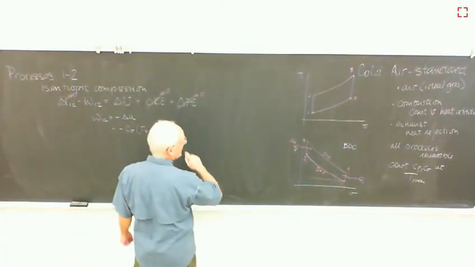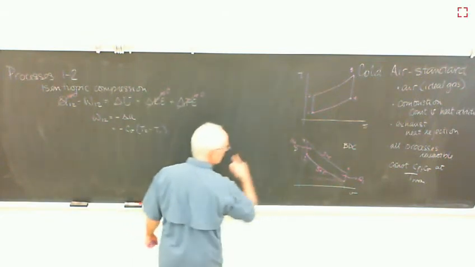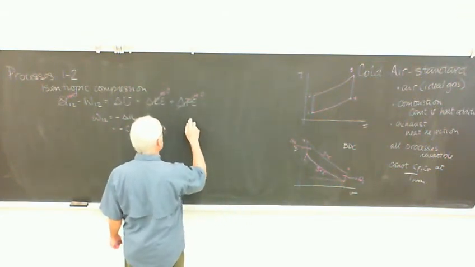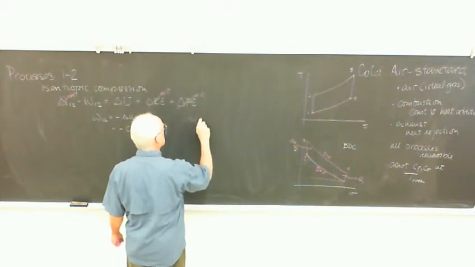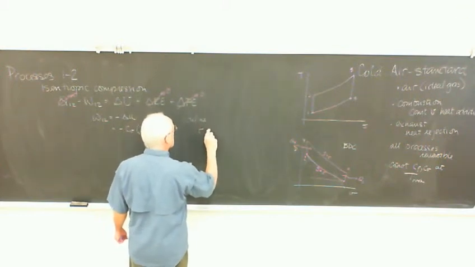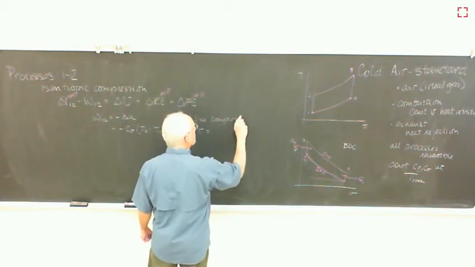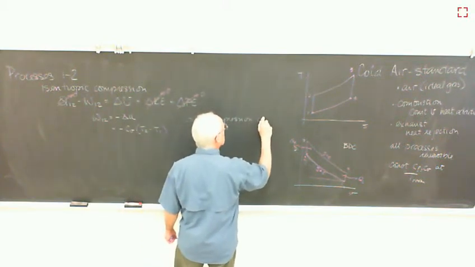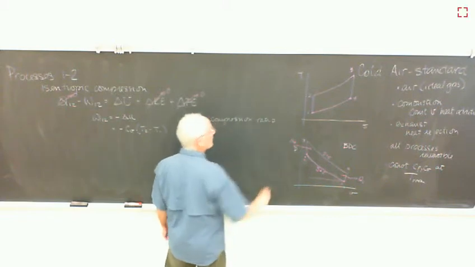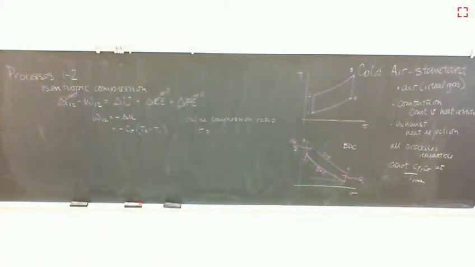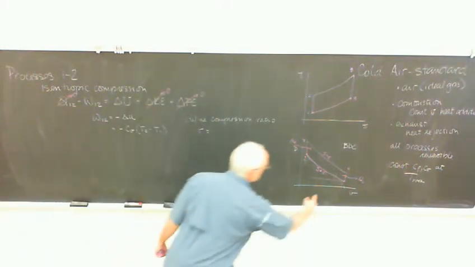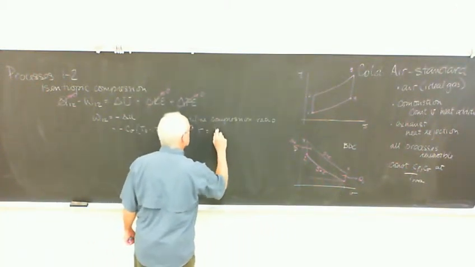One thing we can define here, since this is a stroke from bottom dead center to top dead center, define the compression ratio, which is another one of those terms those car guys like to throw around at the bar. Try to impress people with that. And that's V1 divided by V2.